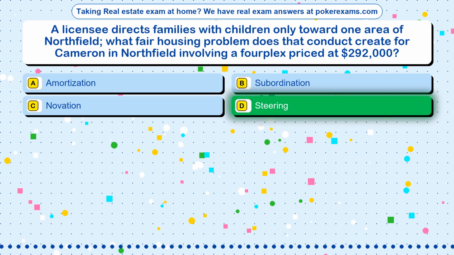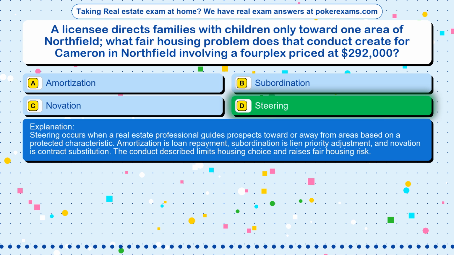The correct answer is option D. Steering. Steering occurs when a real estate professional guides prospects toward or away from areas based on a protected characteristic. Amortization is loan repayment, subordination is lien priority adjustment, and novation is contract substitution. The conduct described limits housing choice and raises fair housing risk.